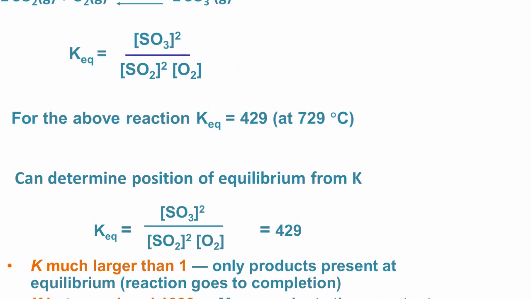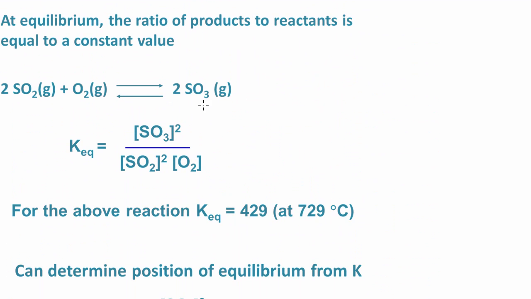Let's go up here for a moment. At equilibrium, the ratio of products to reactants will be equal to a constant value. That doesn't mean that the concentrations are equal to one another. It means that this ratio is equal to a constant value at a given temperature.